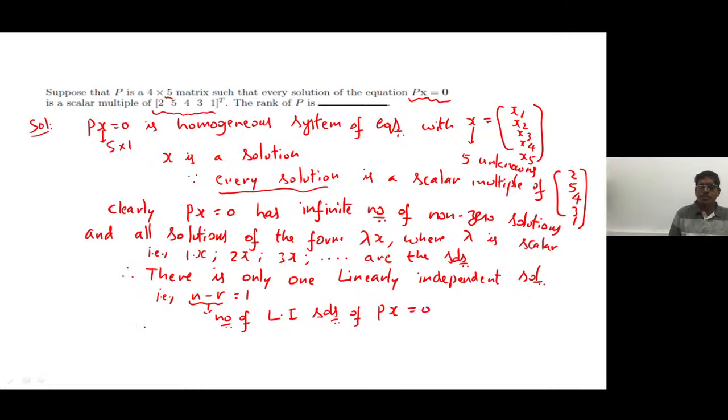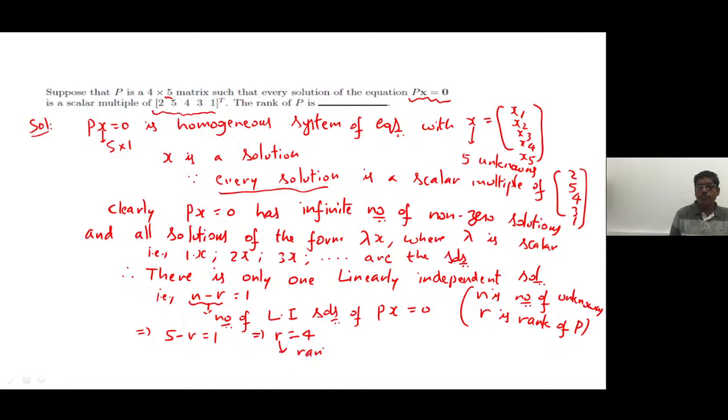So n is the number of variables. So 5 minus r, where r is the rank of the coefficient matrix P, is equal to 1. n is the number of unknowns, r is the rank of the coefficient matrix. Here the coefficient matrix is P. So this implies r is equal to 4. So what is this r? Rank of matrix P. So the answer is 4. This is the end of the question. Very, very important question. Hope that everyone is following.